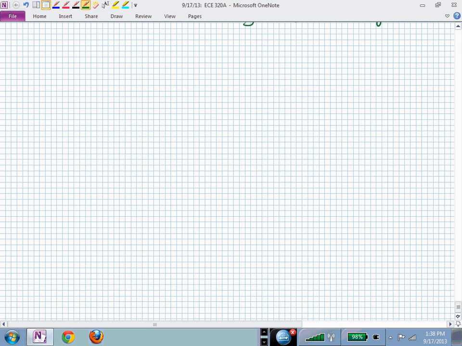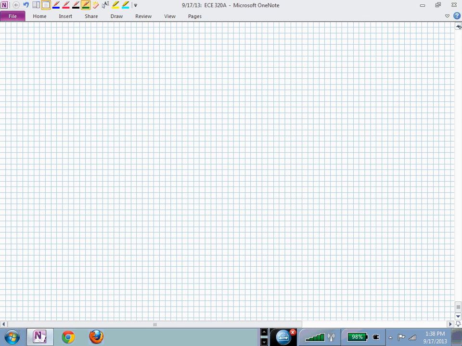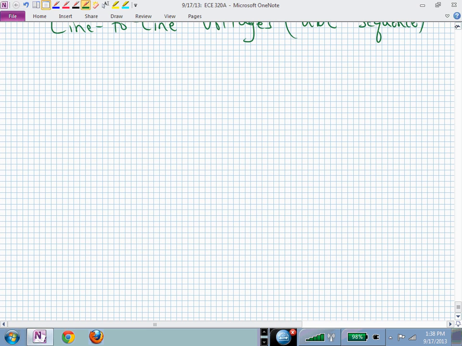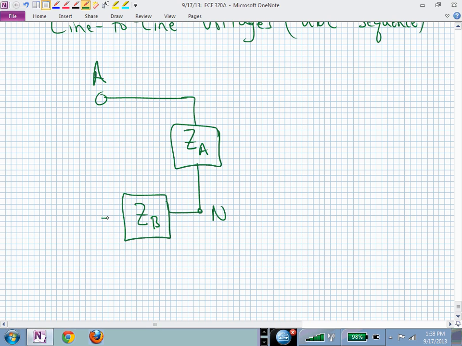The diagram will be the same. Here's our diagram. Let me sketch it. Here's the A terminal, and there I have Z sub A, and then the neutral. Then I have Z sub B, and there's B, and then I have Z sub C, but we won't even really need that in our analysis. I know what's the A phase voltage in this picture.